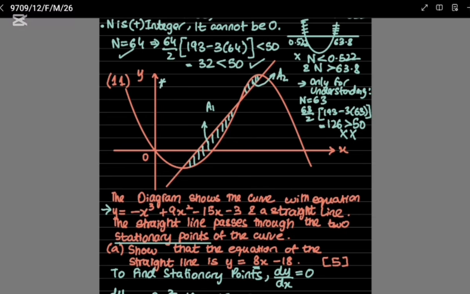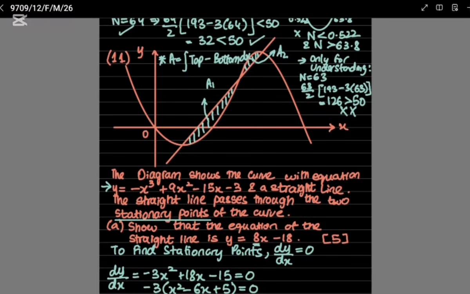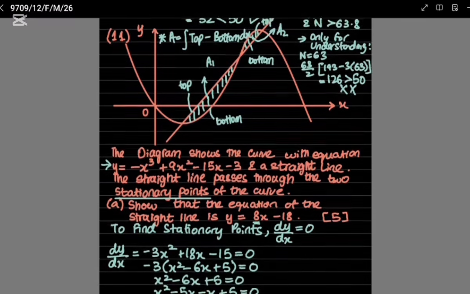And by the way, how do we find area? Area is equal to integral of top minus bottom dx. What do I mean by top and bottom? The thing that is on the top. So over here, the line is on the top and this is on the bottom. Now, for area 2, we see that the curve is on the top and this line is at the bottom. So this is what I mean by top and bottom.